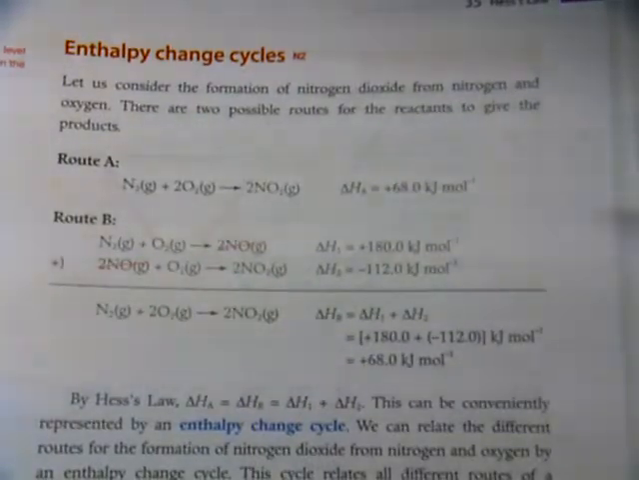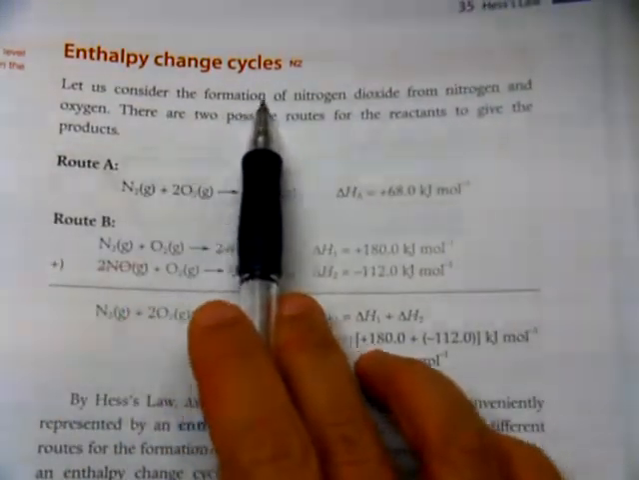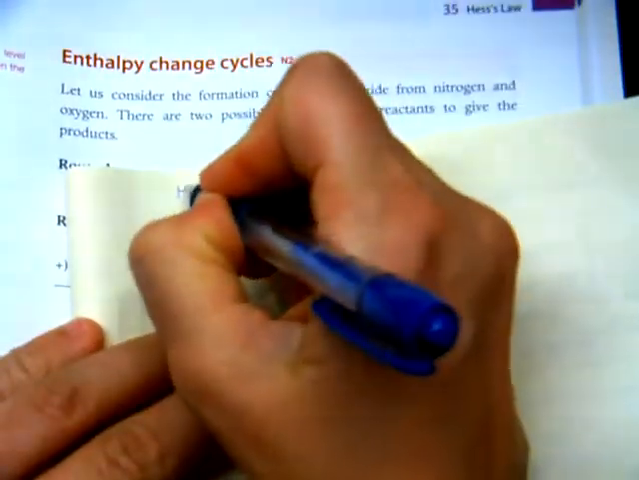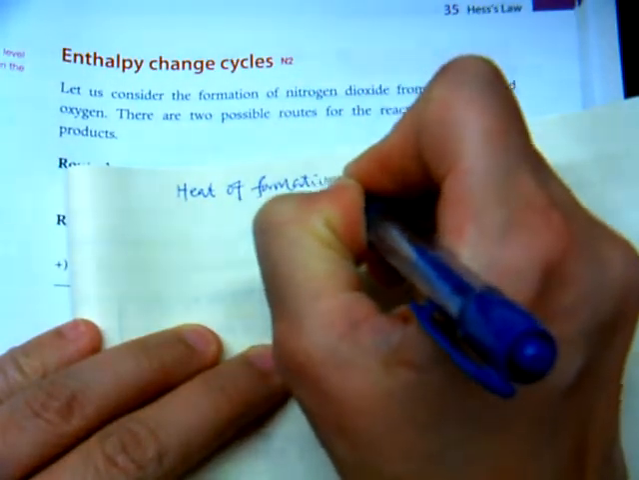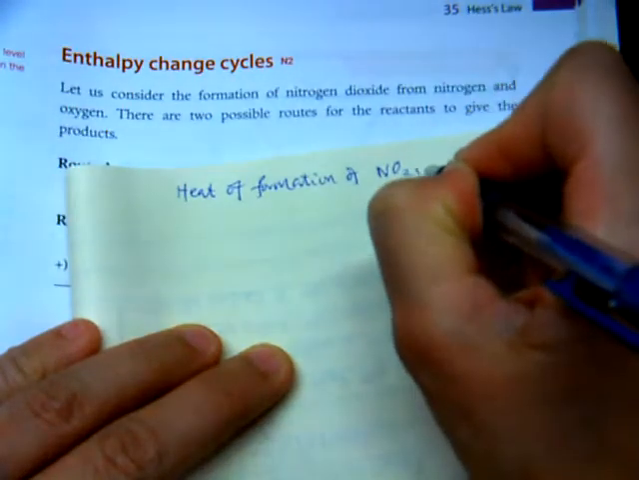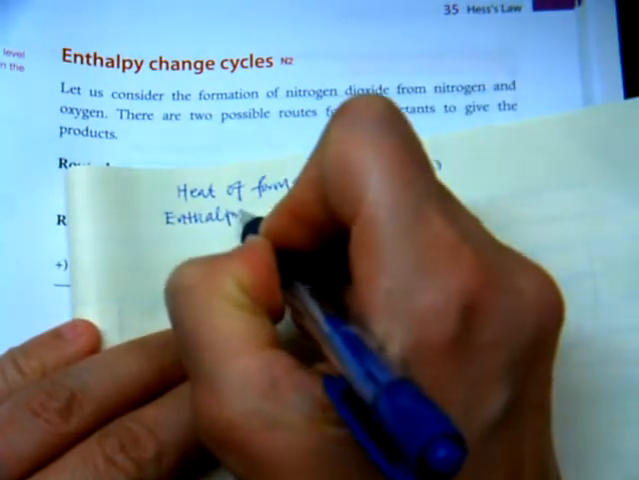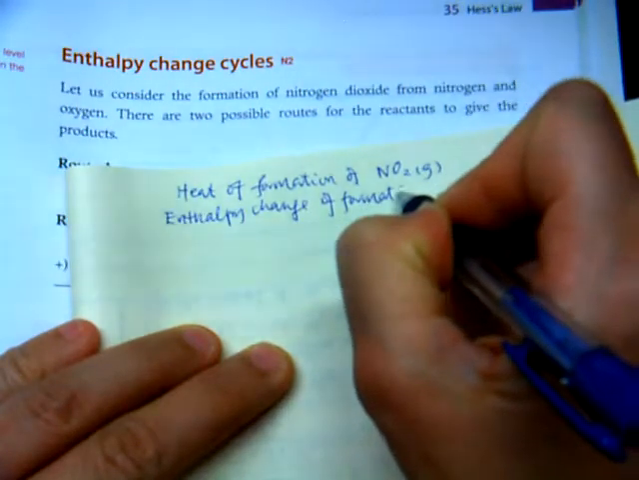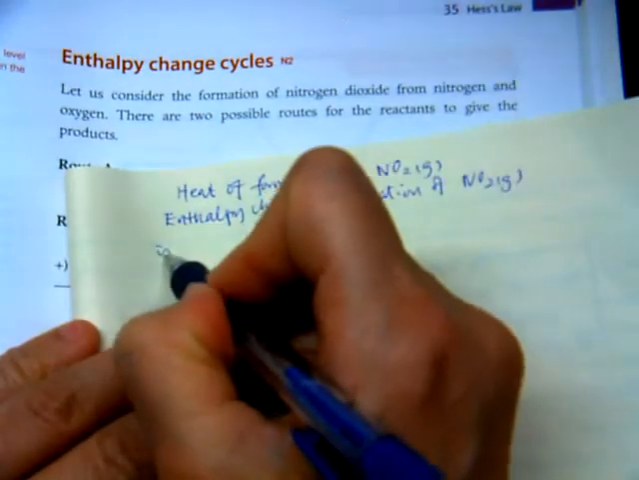Next, please turn to page 5 of chapter 35. Let's consider the formation of nitrogen dioxide. Do you remember the definition of the heat of formation of nitrogen dioxide? Heat of formation, or you may say it is called the enthalpy change of formation of NO2. Do you remember what its definition is?